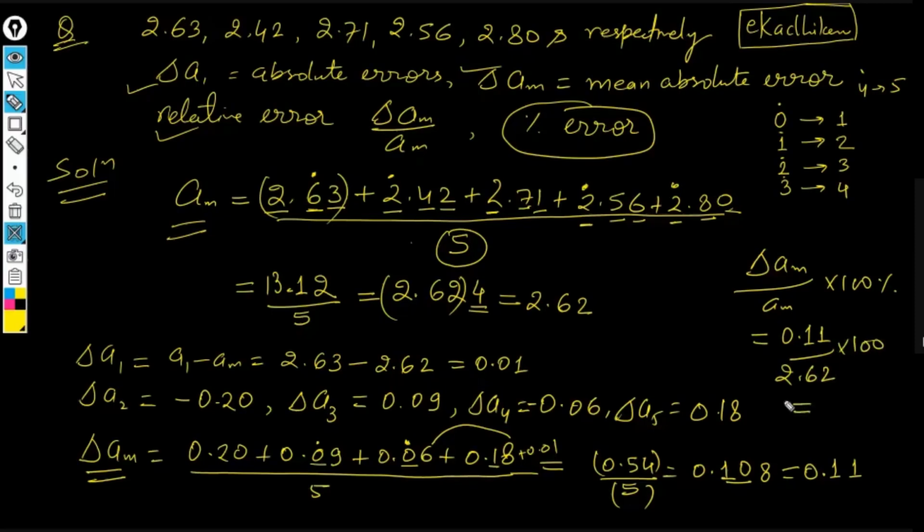And when we will do this calculation, tell me what you will get. 11 upon 2.6. Something like 4.24 or like that. 4.24, yes, approx.